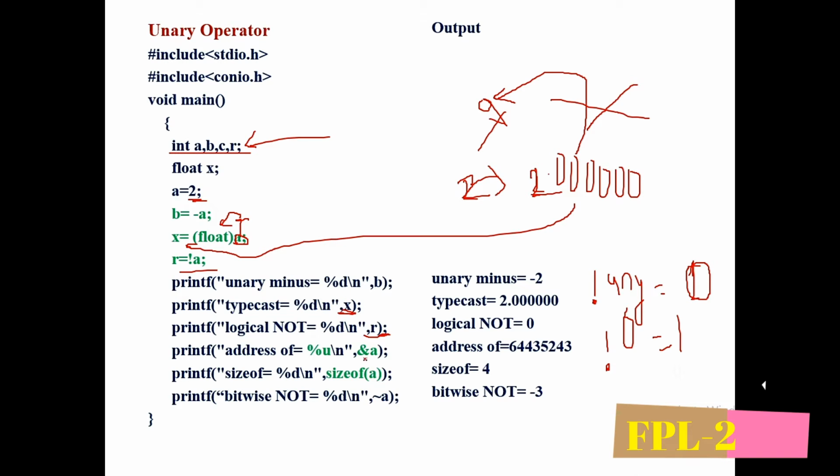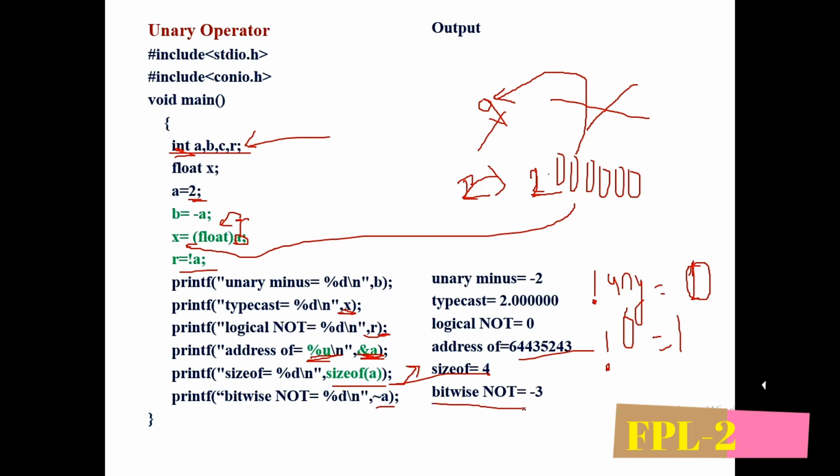Now here we want to use the address of operator, so we want to print the address of a. So here we have used placeholder as %u, so address of a is something like this. Size of a will give you the size of the variable in the form of bytes. So here on my machine, as my machine is a 32-bit machine, it is showing me the output as size of a, which is of type int, as 4.